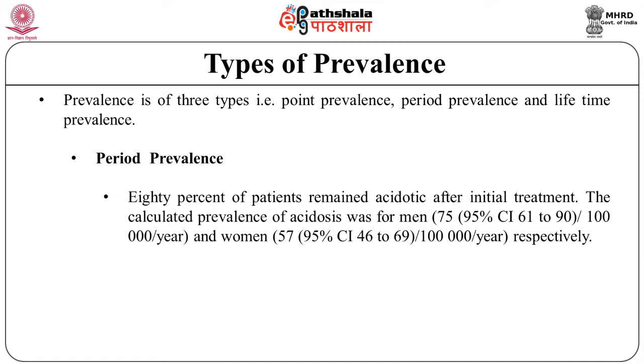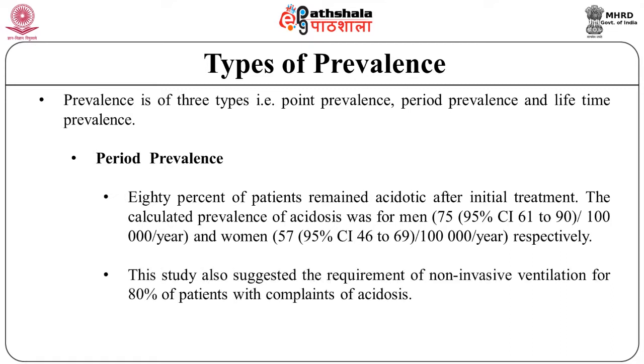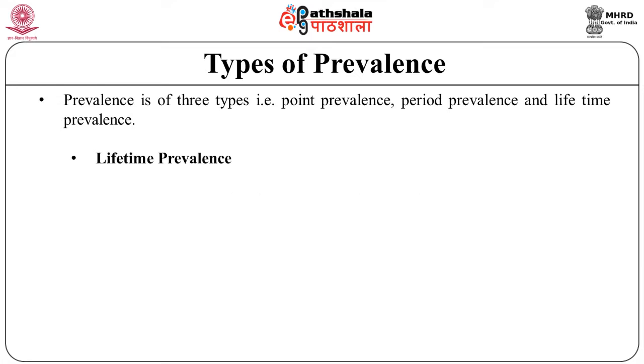The calculated prevalence of acidosis was, for men, 75, that is, 95% CI with 61 to 90 per 1 lakh per year, and for women it was 57 with 95% CI as 46 to 69 per 1 lakh per year respectively. This study also suggested the requirement of non-invasive ventilation for 80% of the patients with complaints of acidosis.